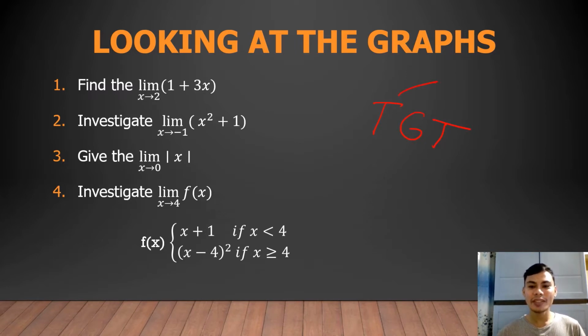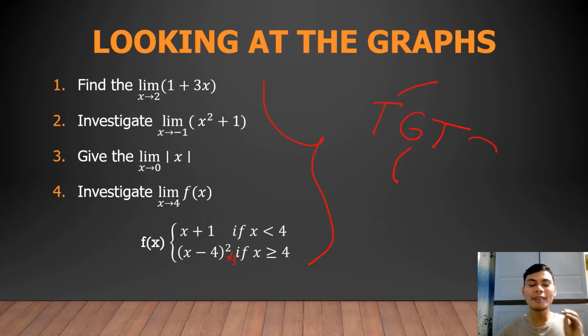Table of values, graphs, theorems. Theorems are the easiest. Table of values is the most essential for me. Graph is the easiest if you are provided with graphs. Now, we are just using these four examples. In the first video, we forgot the plus 3. This has a plus 3, so let's continue with the plus 3. Okay. So now let's have graphs.